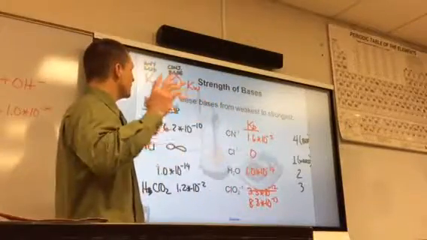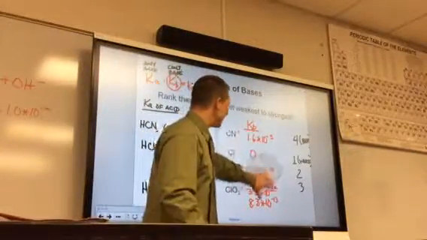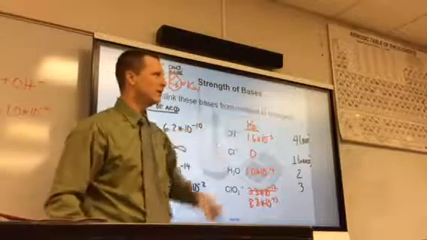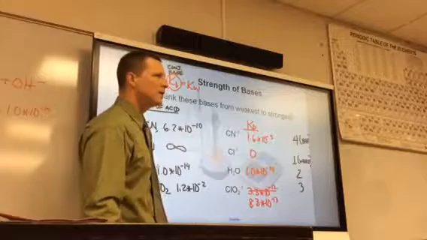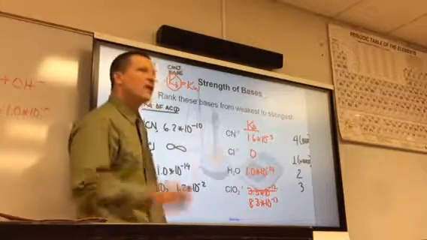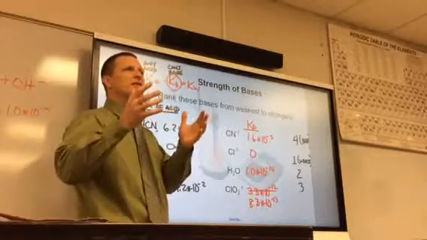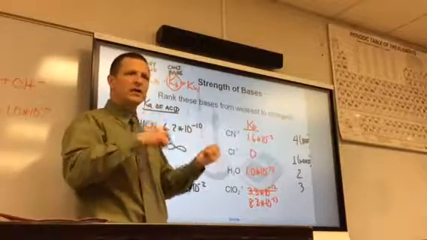Now, my original question was, why was it a waste of time to calculate the Kbs for the math smarties? Emily? Because the higher the Ka, the lower the Kb. That's right. The stronger an acid, the weaker its conjugate base.